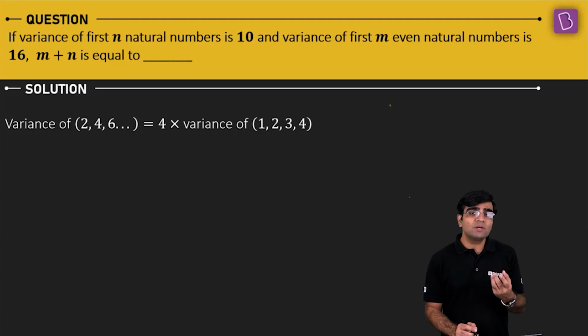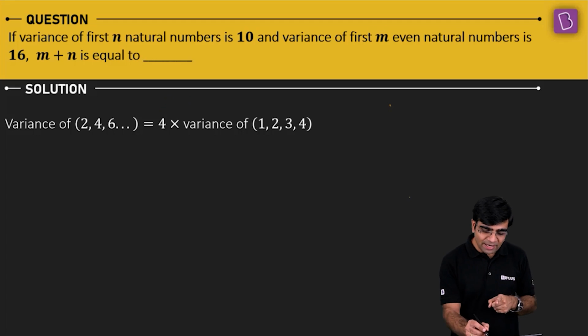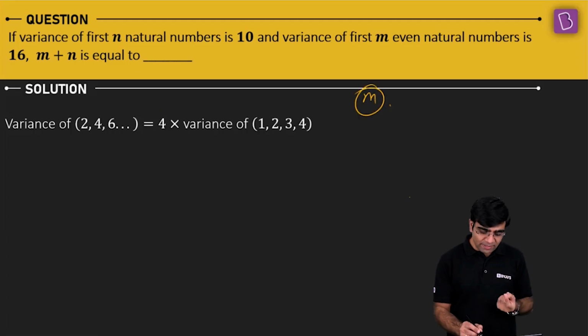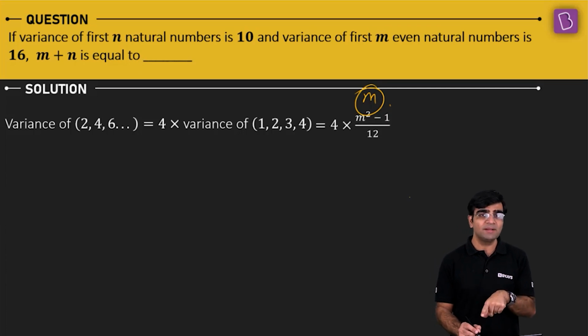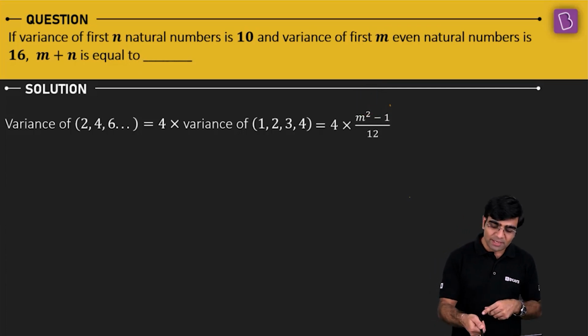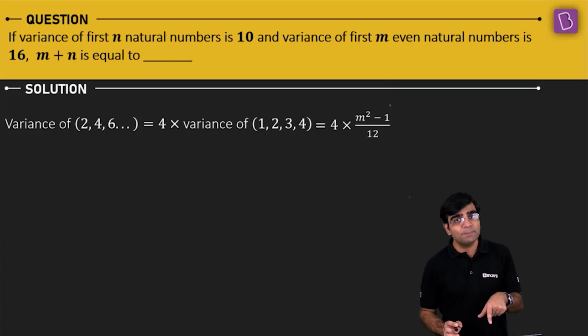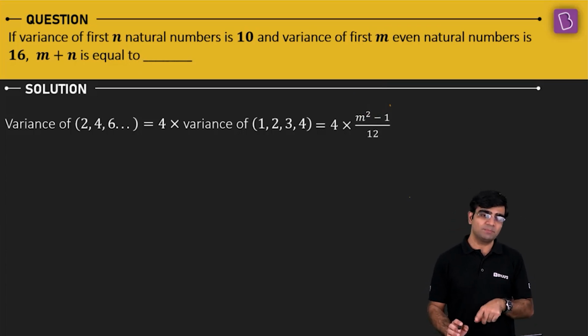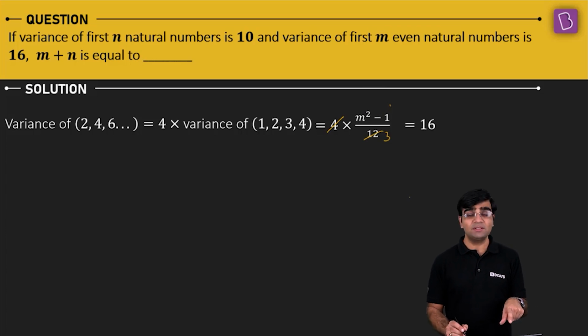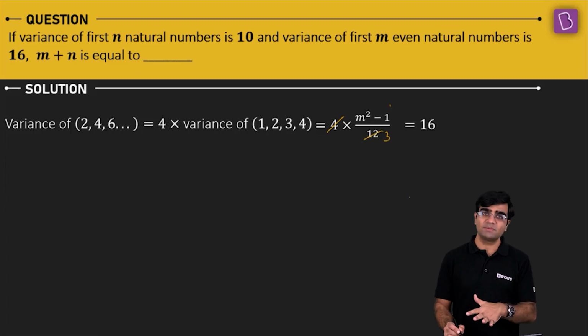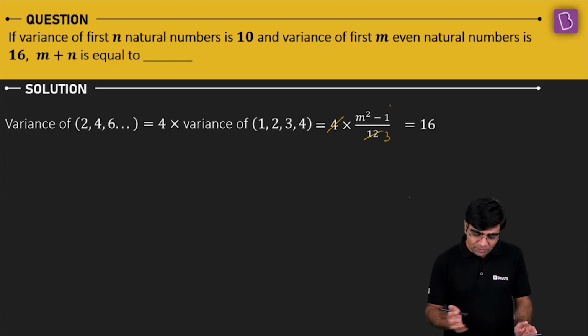So what was the variance of 1, 2, 3, 4 in terms of n? That was n square minus 1 by 12. So here I have m natural numbers. In terms of m, this will become equal to 4 times m square minus 1 by 12, right? Perfect? Okay. So this will also get cancelled. It will become 3. And this value is given to me as 16 in the question, for the first m even natural numbers.